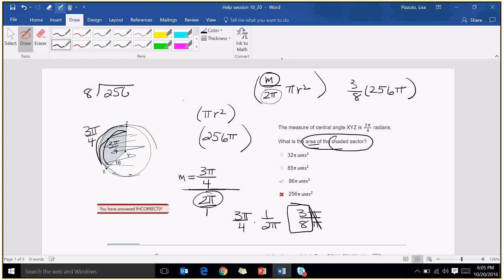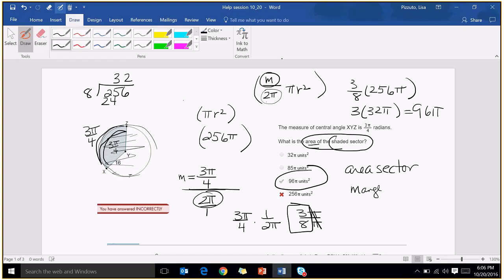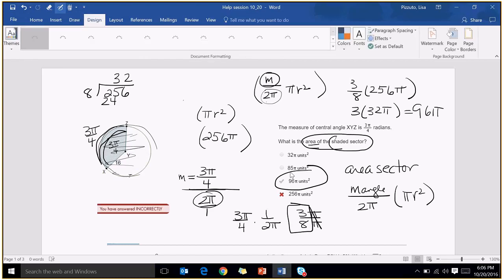How many times does 8 go into 256? It's going to go in 32 times. So 3 times 32 pi is equal to 96 pi. So that's where that answer comes from. So the key here is the area of a sector. The formula is the measure of the angle divided by 2 pi, because that's a whole circle, times pi r squared, because that's the area of the circle. Okay. Does that make sense? Yeah. All right, so let's look at our next question here.